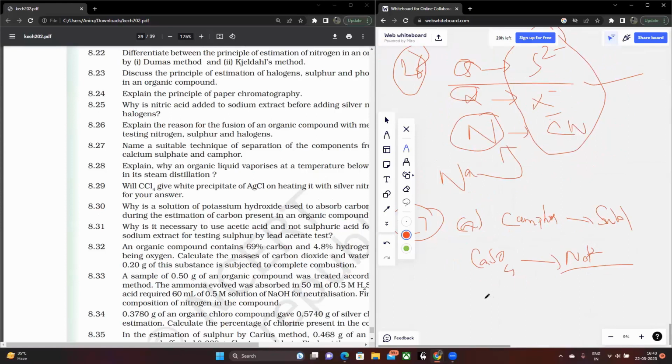Therefore, if you take the mixture in a petri dish, you heat it, and then you collect the vapors and you cool them down. What happens is you will get calcium sulfate in your original dish, and in another test tube or wherever you actually solidify it, you get camphor.